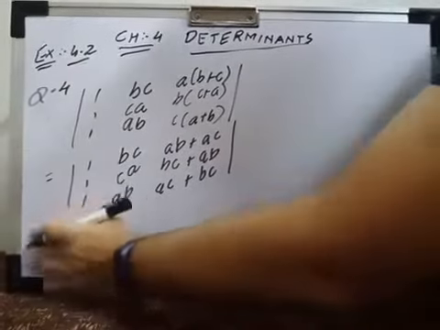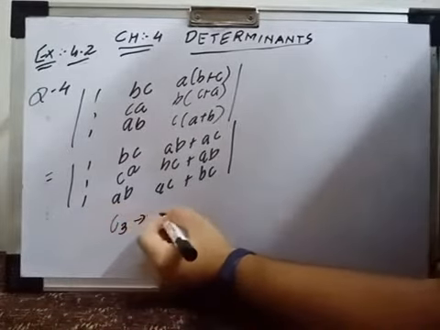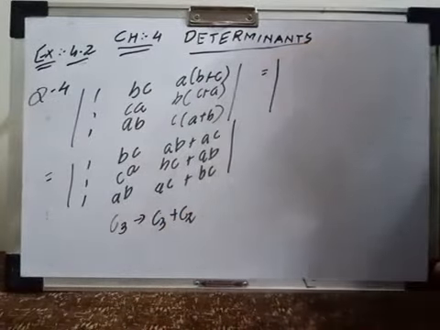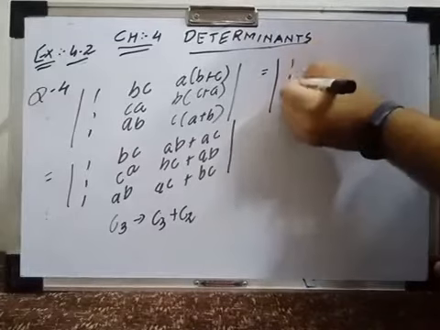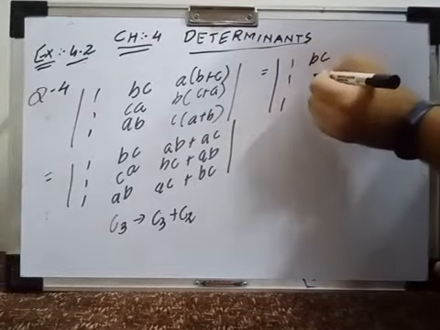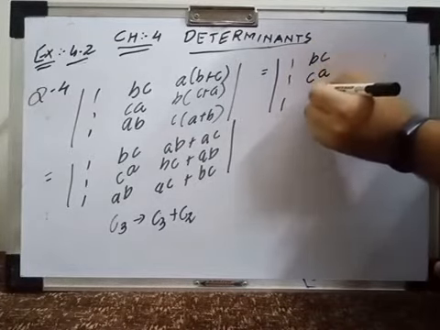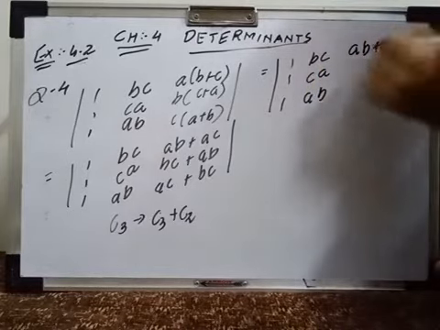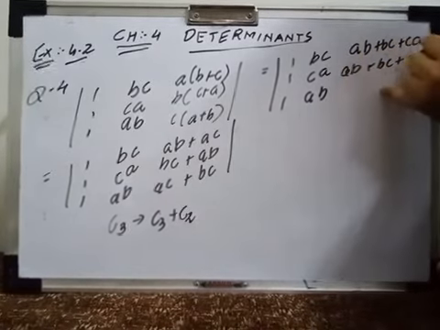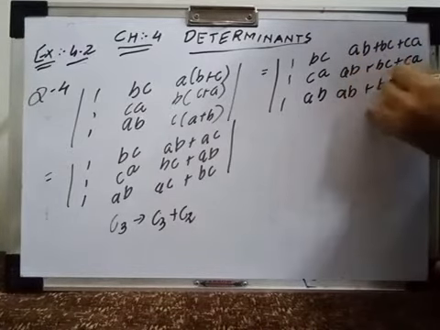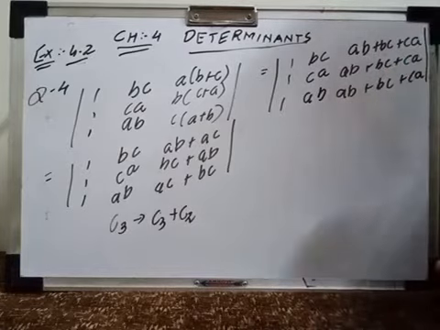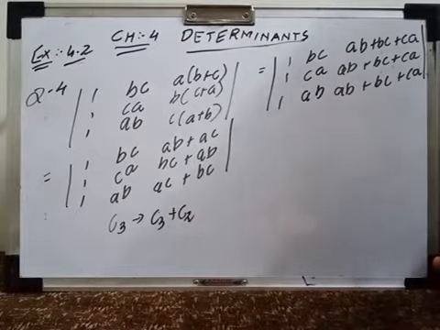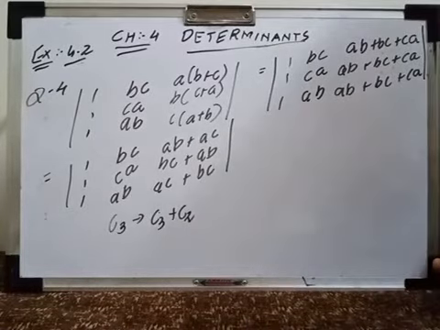So here I will apply column 3 gives column 3 plus column 2. I will add column 2 to column 3. We will write column 1 and column 2 as they are, and my third column will become AB plus BC plus CA. Now I will take common from the third column this whole term, AB plus BC plus CA.